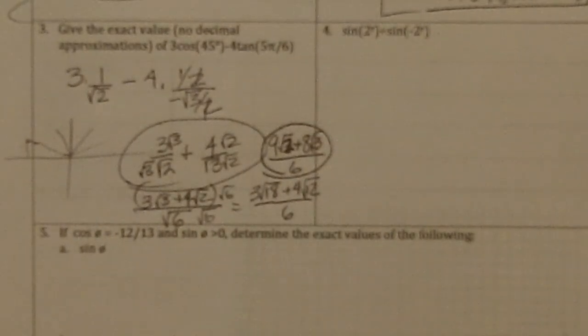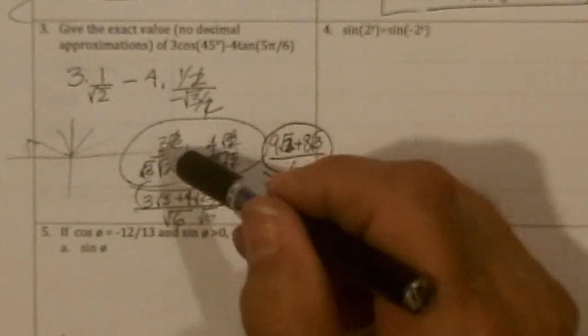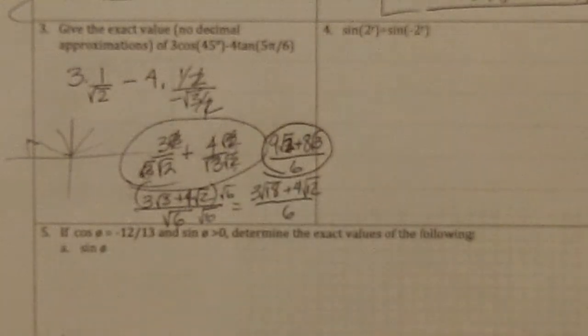But you could have just left it like it was in the original problem, which was 3 over the square root of 2 plus 4 over the square root of 3.